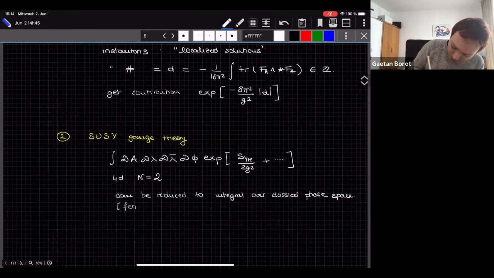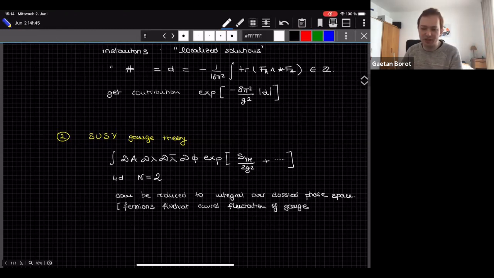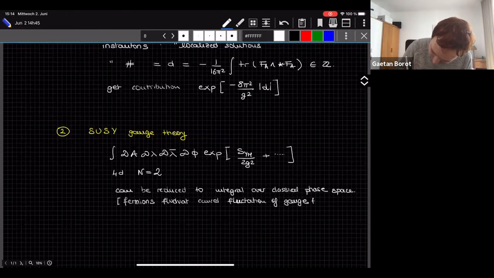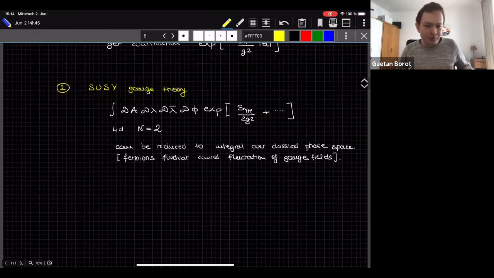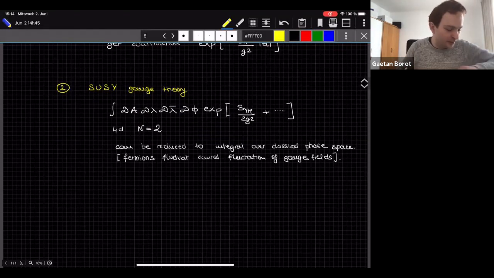And this is because fluctuations of fermions, that's what physicists have argued, cancel fluctuations of gauge fields. So somehow the semi-classical approximation is going to be exact. So I want to come closer to what that means for mathematicians.